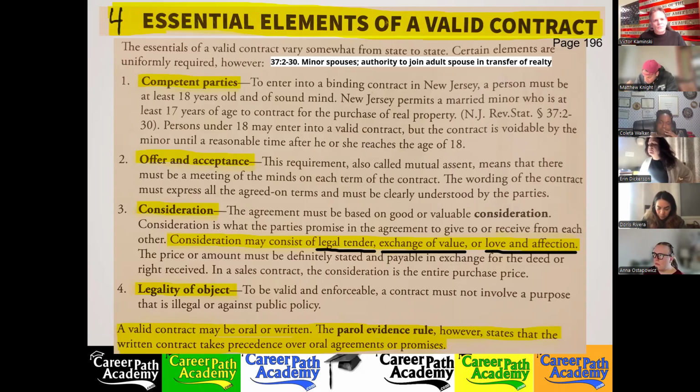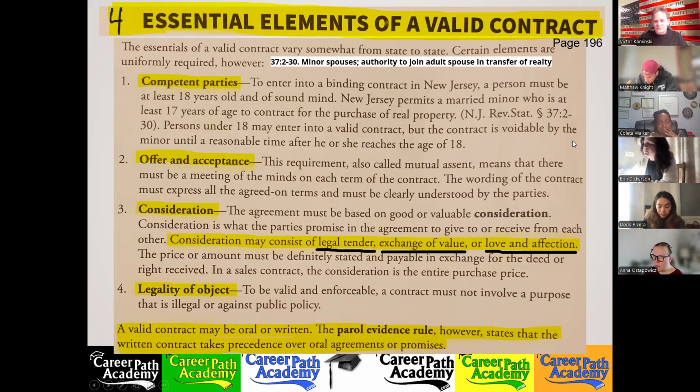So in New Jersey, there's still a law on the books that says minor spouses have the authority to join an adult spouse in the transfer of realty, even though they're not allowed to be married in New Jersey younger than 18 anymore. So that's why the book still talks about it, and that's why the state exam probably still has questions on it.